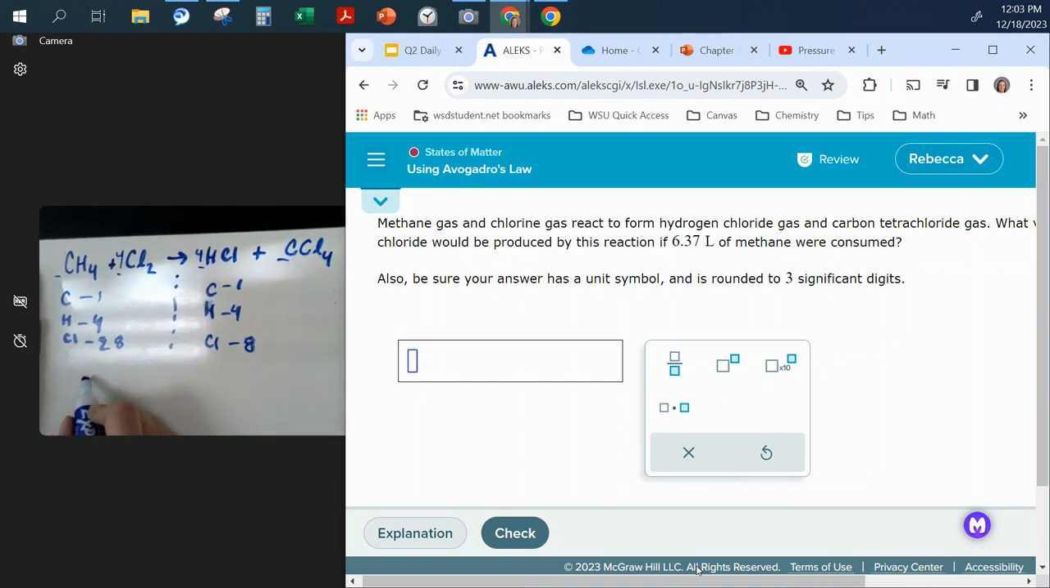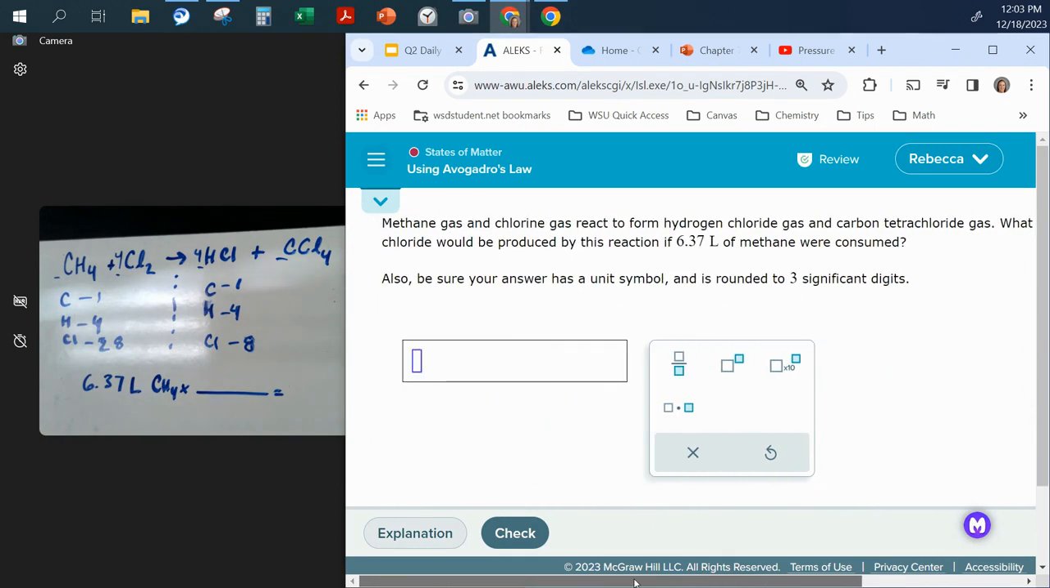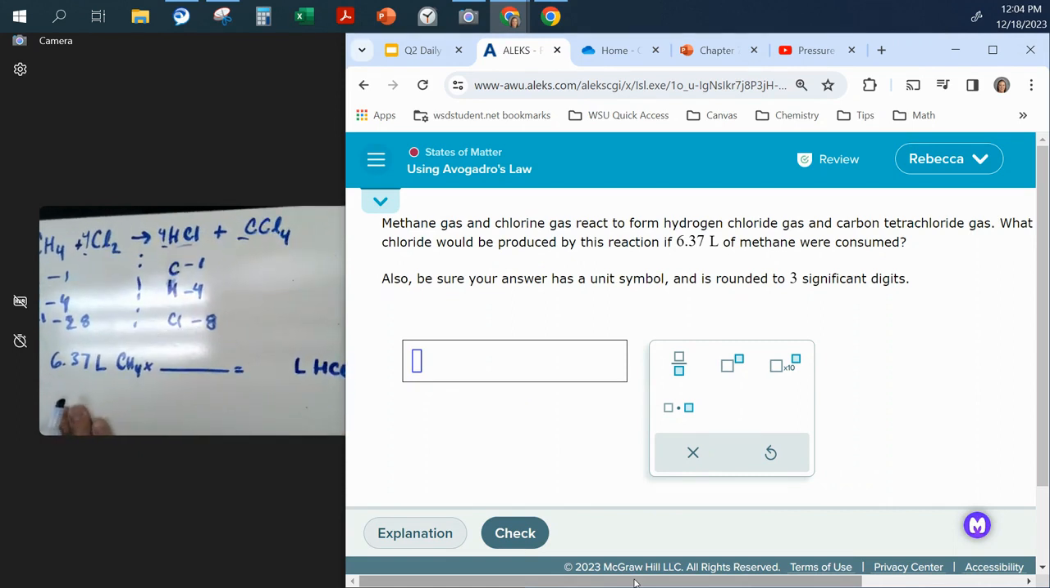So, we are starting with 6.37 liters of methane, CH4. So that's what we're starting with. It's asking what volume of hydrogen chloride? Volume of hydrogen chloride. So we're looking for liters of HCl.